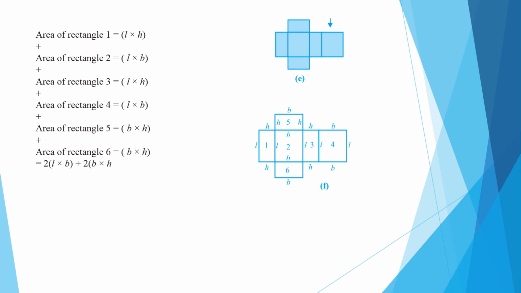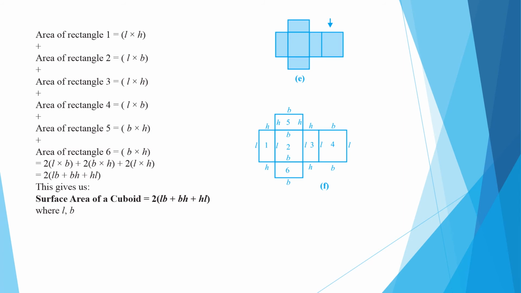Now adding them all up, we get 2 times L into B plus 2 times B into H plus 2 times L into H. Taking 2 out common, we get in brackets LB plus BH plus HL. This gives the surface area of the cuboid, which is 2 times (LB plus BH plus HL), where L, B and H are respectively the 3 edges of the cuboid.